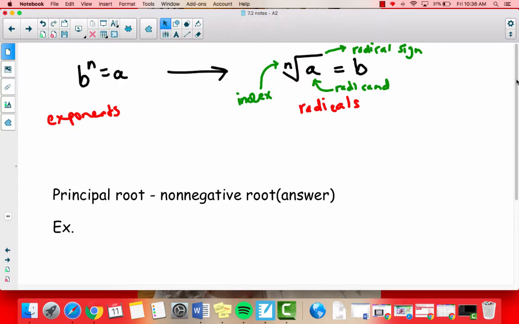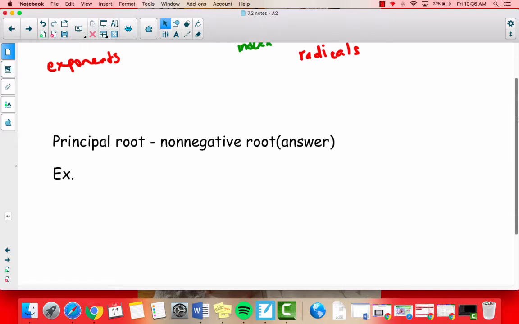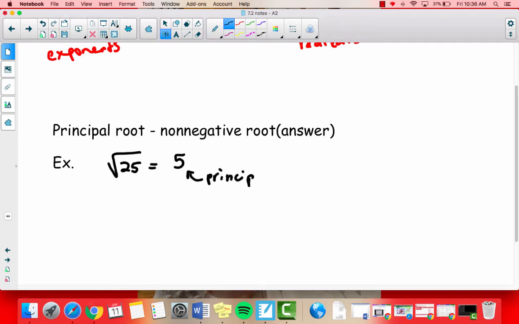Now, when we start solving our roots, our rational roots, we're going to be dealing with multiple types of answers. So the first thing you need to know is that a principal root is just the non-negative answer. For example, I could say, what's the square root of 25? Well, the non-negative answer would just be 5. So 5 would be the principal root.